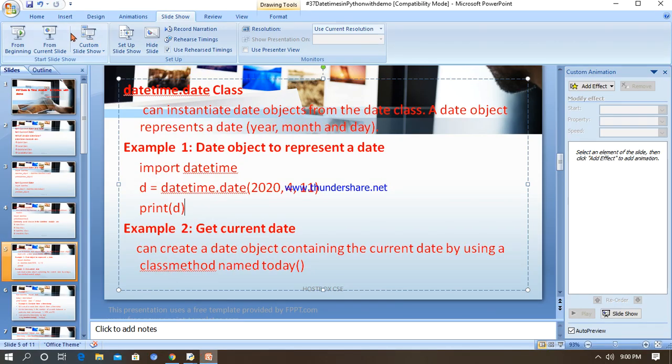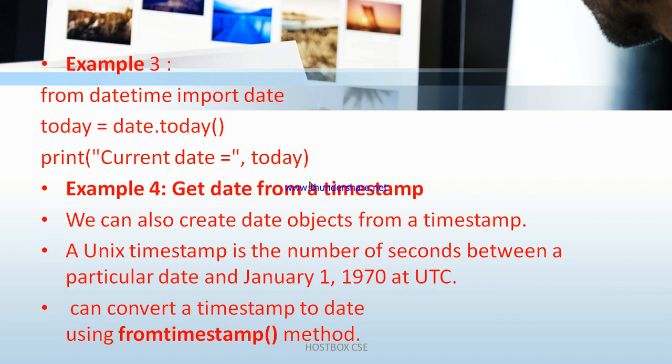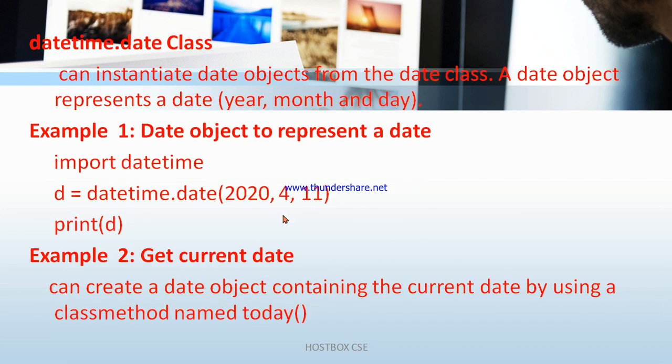Now, how do we get the current date? Another option. I want to print the current date, so here is example 2. We can create a date object containing the current date by using a class method named today. So whenever you want to use the date and time module, we can use another option called today also.